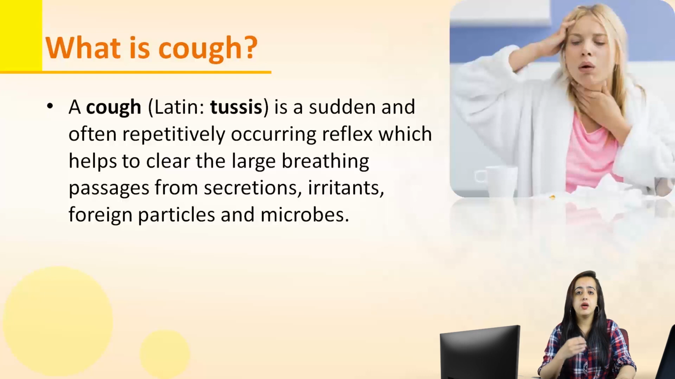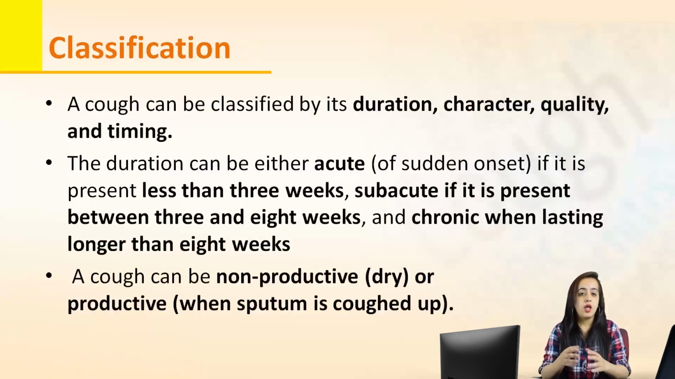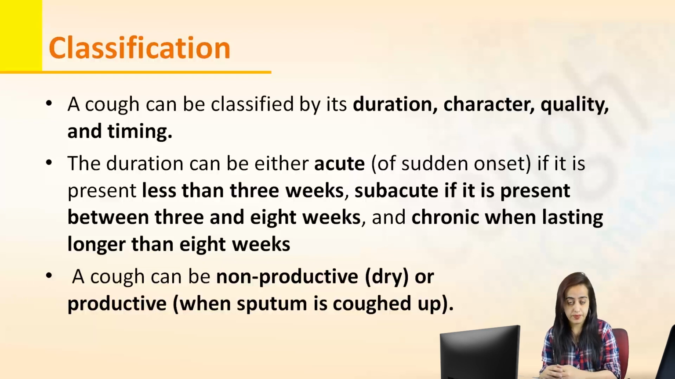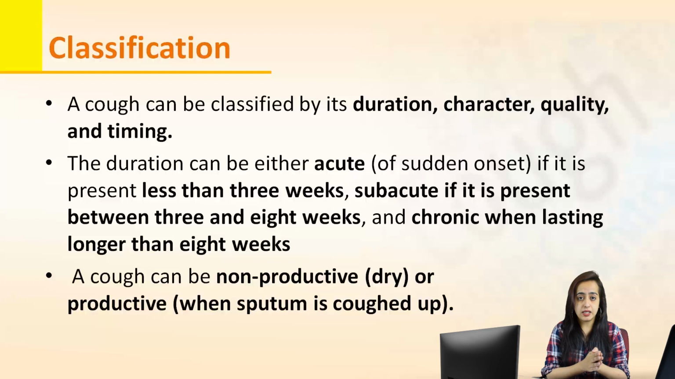So how do we differentiate between different types of cough? Or in other words, how do we classify cough? Now we can classify cough according to its duration, character, quality and timing. The most common classification that we must do in cough, because this type of classification will also help us in arriving at a diagnosis, is based on the timing of cough. We differentiate cough into acute, subacute or chronic.